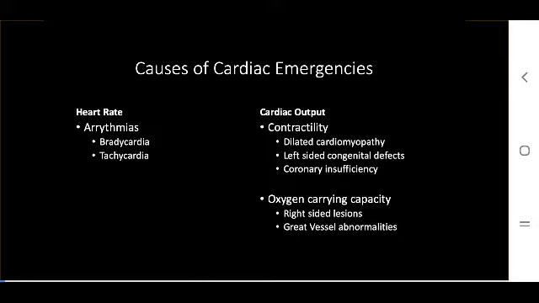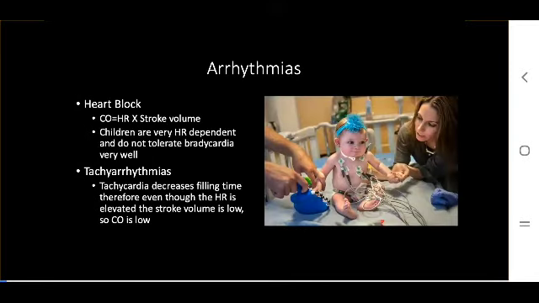Is there an oxygen carrying capacity problem? Are we not getting enough of the blood flow to the lungs to become oxygenated? So we have enough cardiac output, but it's not carrying enough oxygen. And we see that in right-sided lesions and great vessel abnormalities. So let's start with the arrhythmias.